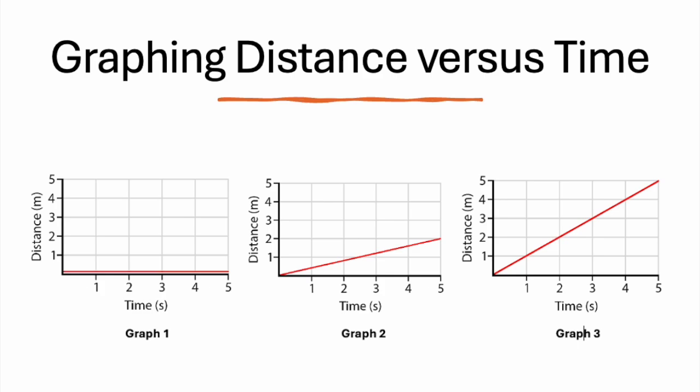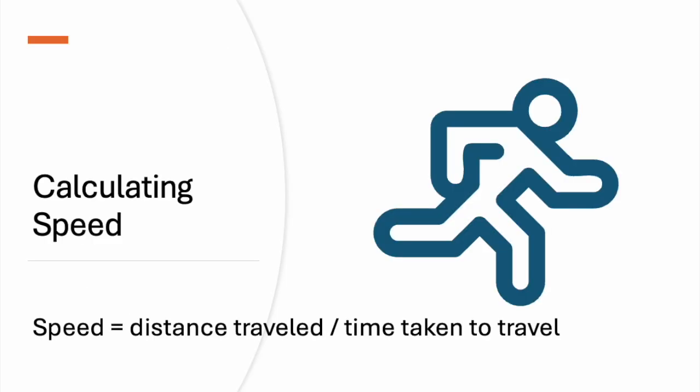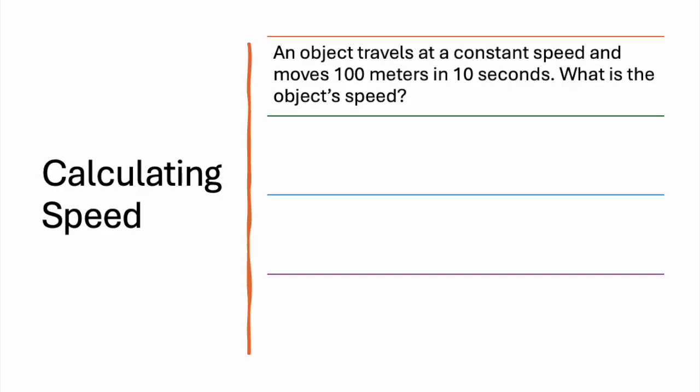We can also calculate the object's speed from the graph. The formula for speed is speed equals distance divided by time. For example, if an object travels 100 meters in 10 seconds, the object's speed is 10 meters per second.